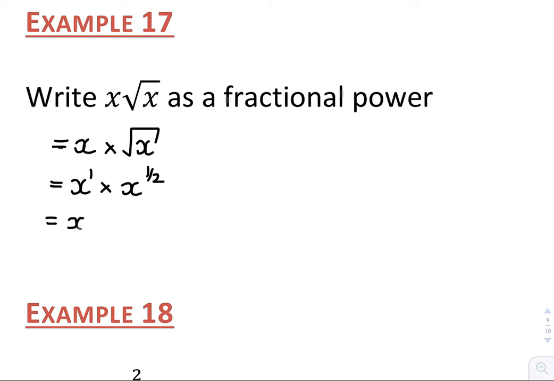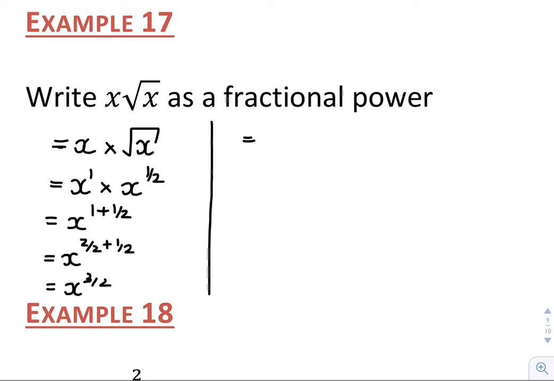Now that x by itself has a power of 1, which means that we can add together 1 plus 1/2, where 1 is the same as 2 on 2. So adding together that, we will get 3 on 2. So this is equal to x to the power of 3 on 2. Again, I don't want you to leave an answer in fractional indice form, so we're going to convert that to a surd, where we're going to have a square root, and then what we're square rooting will have a power of 3. So this will look like this.